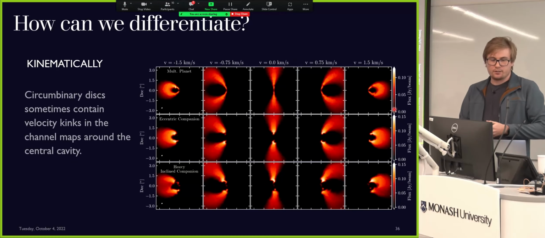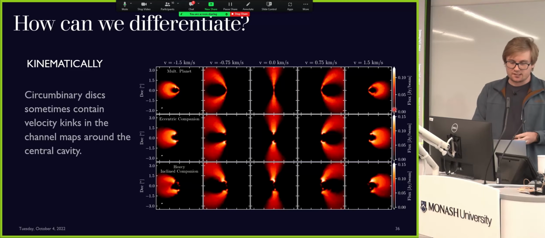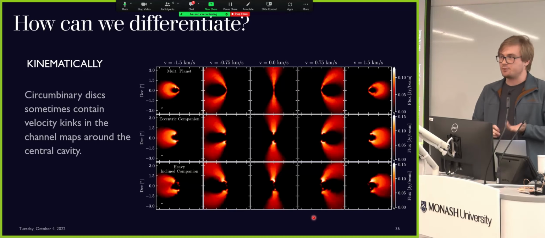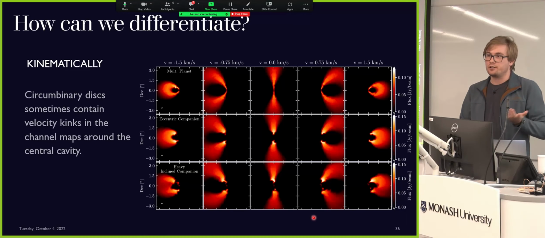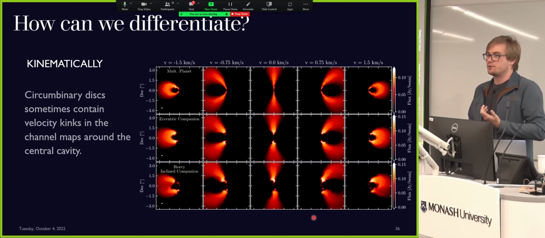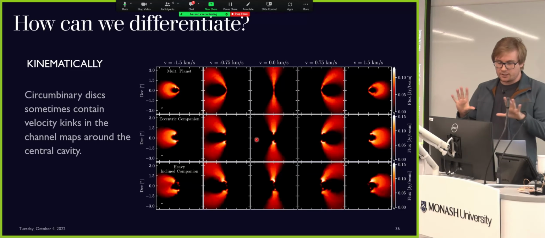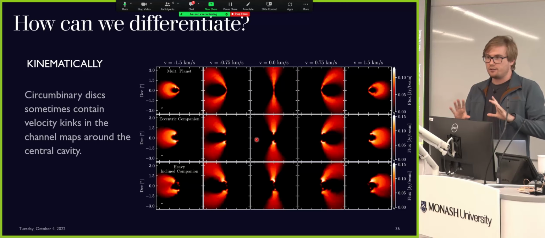And we can also look at the kinematics of these examples. So here's a multiple planet simulation. You do see some very minor kinks, which we expect planets to generate, but there's quite a remarkable difference between the planet hosting disk and the circumbinary disk, where we see these very strongly perturbed kinematics, as I showed in the simulation earlier. We see deviations on the order of kilometers per second rather than hundreds of meters per second. So this is another morphological feature that we can look for in a disk. Okay, are there really strong perturbations in the disk?